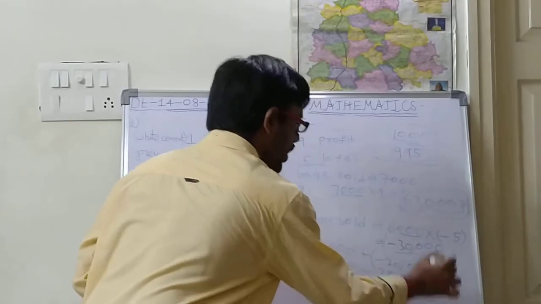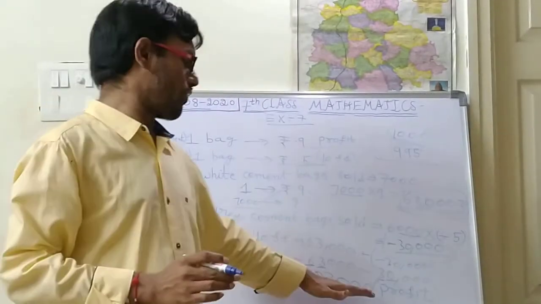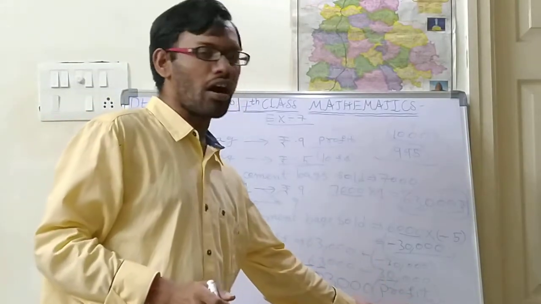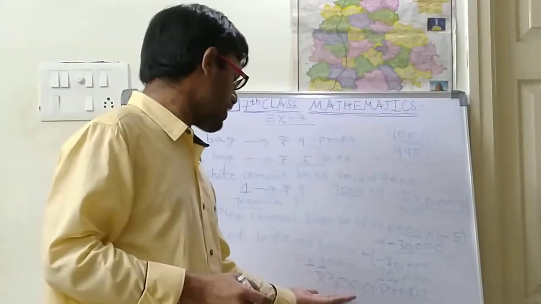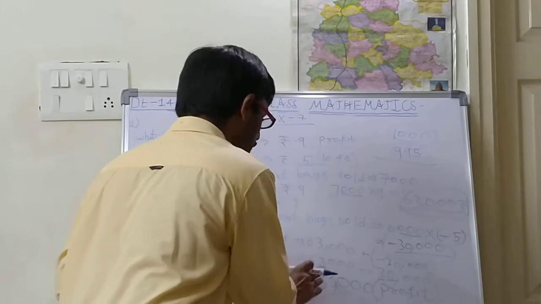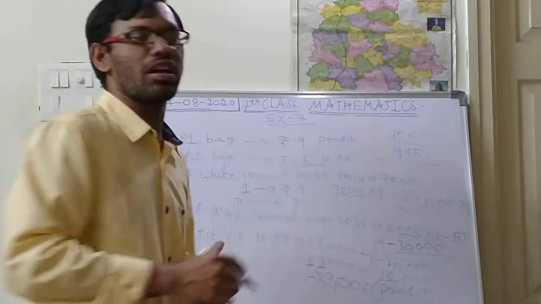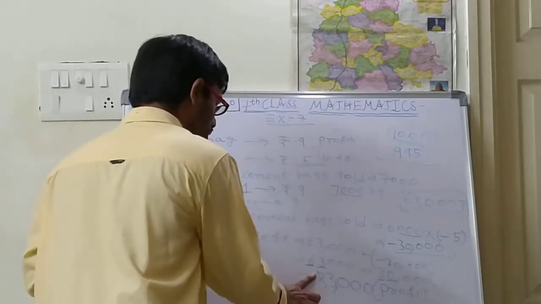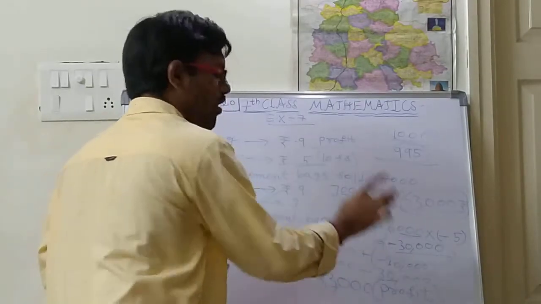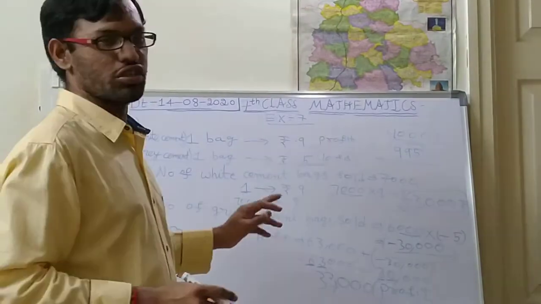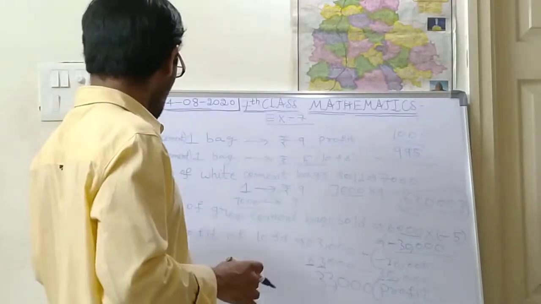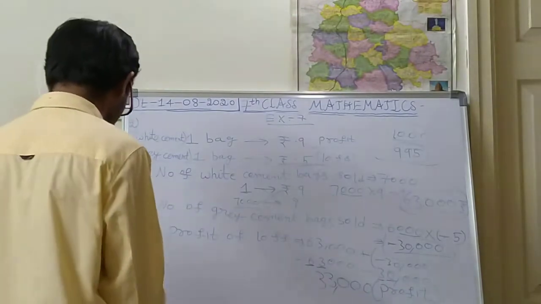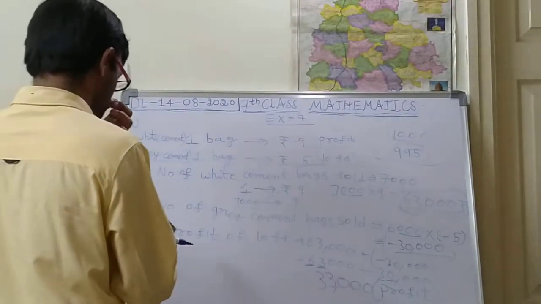Okay. So one thing you remember, children. If you got the answer in a positive number, they got a profit. If you got the answer in a negative number, suppose here instead of 33,000 you got minus 33,000, you should write it as a loss. But here a positive number came, so profit. Okay. I think you have understood this first one. Now there is one more question also. Second question is there. We shall see that one.